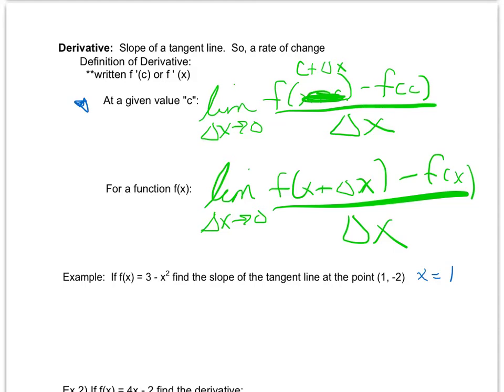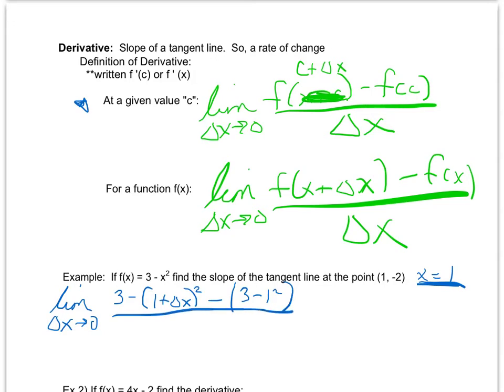And I'm going to say that the derivative or the slope of the tangent line would be the limit as change of x approaches 0 of f of c plus change of x. So I'm going to plug in 1 plus change of x for all my variables, 3 minus 1 plus change of x squared minus f of c. So f of c is my function with my x or my c value of 1 plugged in. So 3 minus 1 squared minus my f of x. I almost forgot this piece of it.